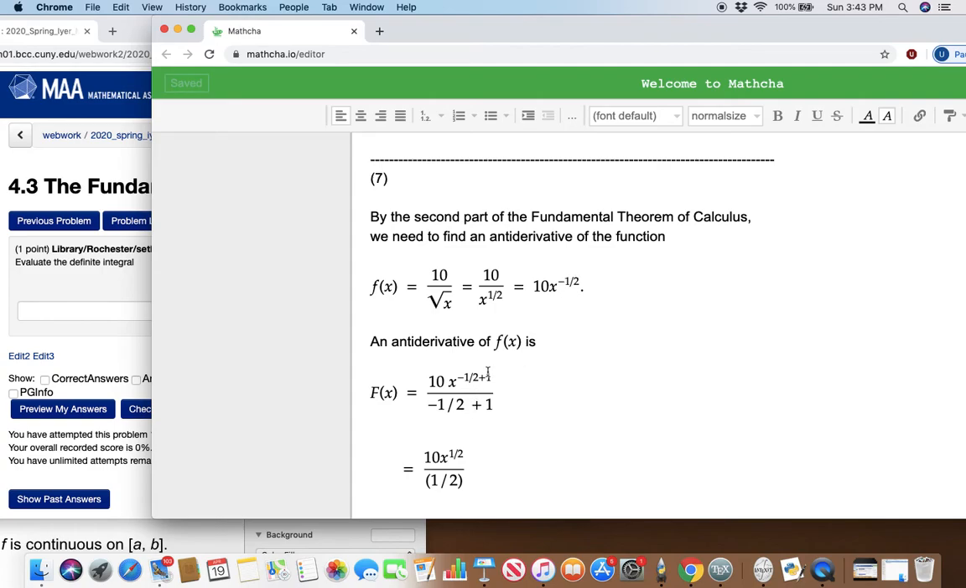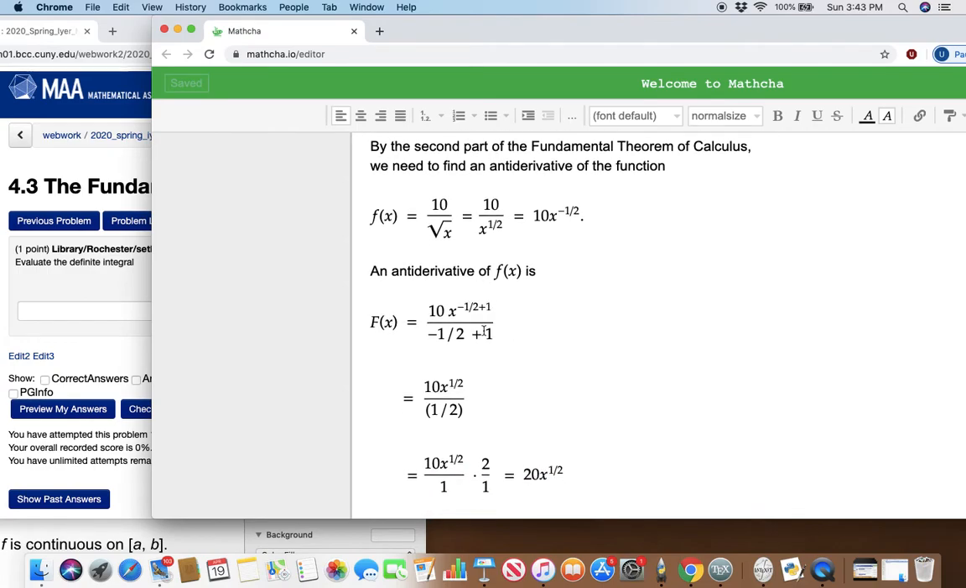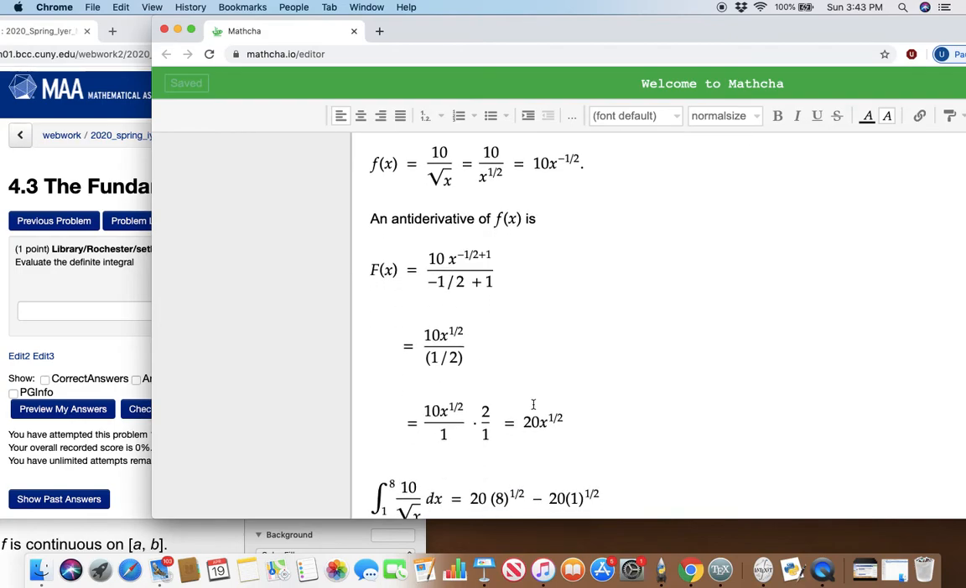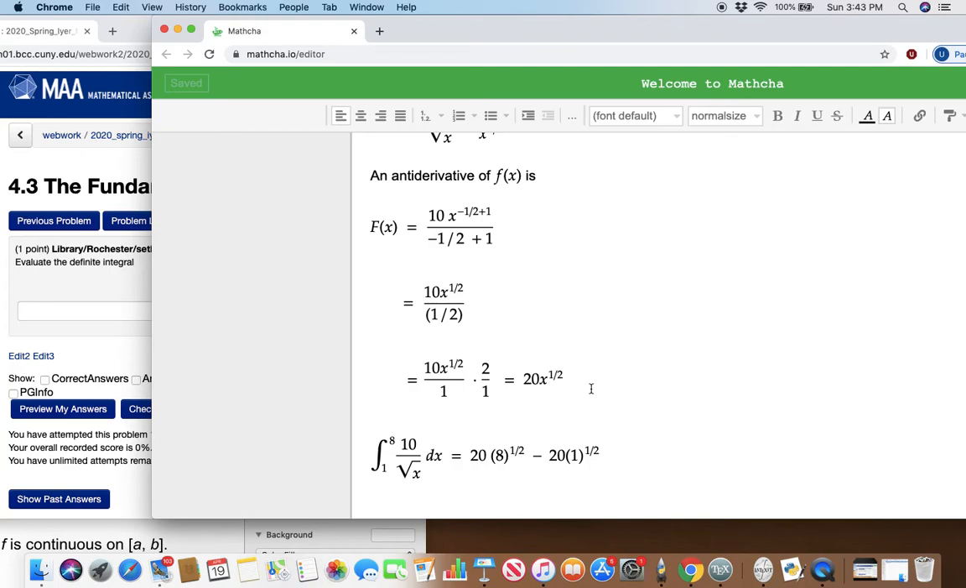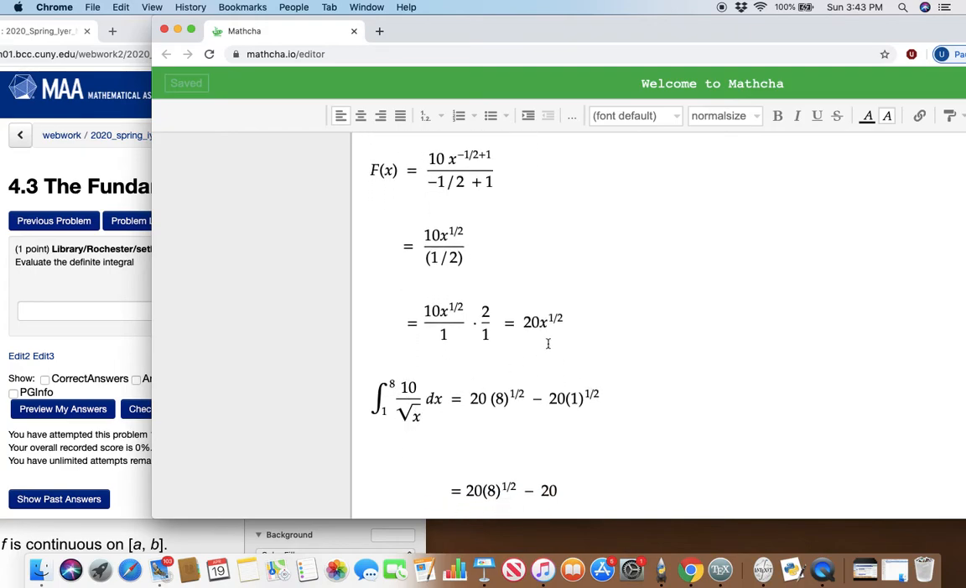Increase the power by 1 and divide by the new power. So negative half plus 1 is positive half. Division by a fraction is multiplication by the reciprocal. So that is 20 x to the power half. So that was the antiderivative, mind you. Now you are finding the integral from 1 to 8 of 10 over radical x dx.